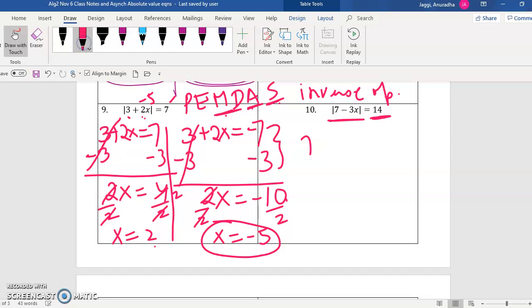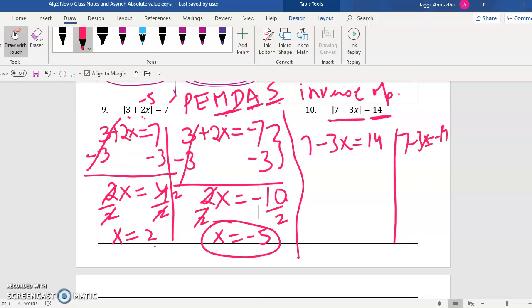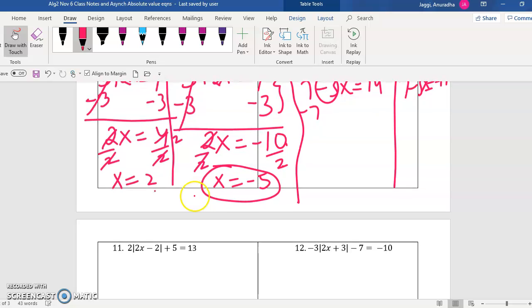7 minus 3x equals 14, and the other one would be 7 minus 3x equals negative 14. And then you solve for x. The opposite of PEMDAS, addition, subtraction first. So you will start by subtracting 7 on both sides and then you will divide by negative 3. Right? So that's how you're going to do this question also. I'm not completely solving that for you.